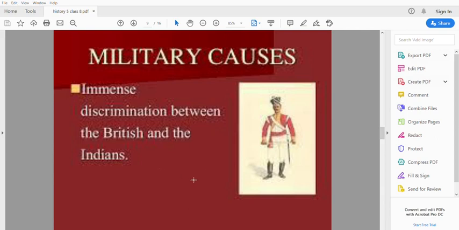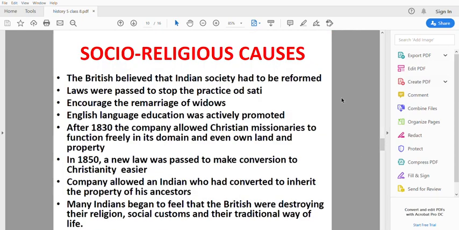Another military cause was the immense discrimination between the British and the Indians. Under the British, some soldiers were Europeans, some were Indian. Europeans were given more pay and more allowances, while the Indian sepoys were paid very little. Because of that, Indian sepoys were discontent against the British.